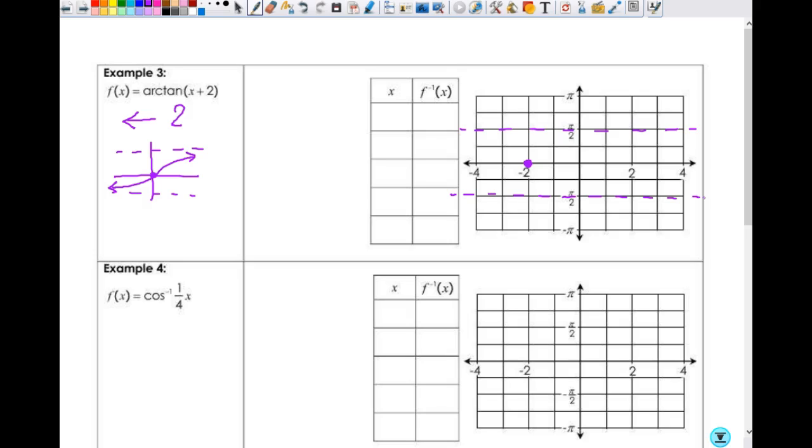If I hadn't translated this, then I would have a point at 1, what? What gives you a tangent value of 1? Pi fourths. So it'd be at 1, pi fourths, but then I have to move to the left 2. And then I'd be at negative 1, negative pi fourths, but I move to the left 2. There's my 3 points, so I can get this sketched in here like so. Okay, see how easy that is?